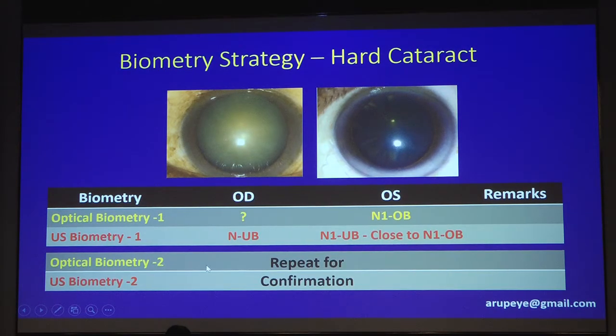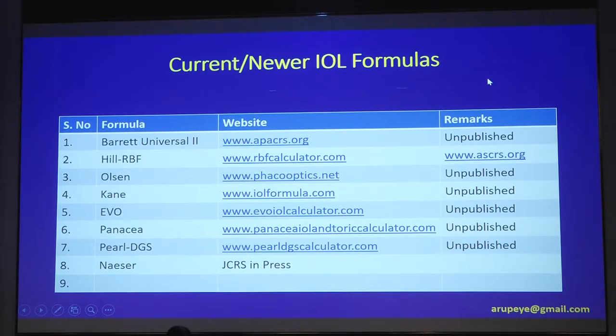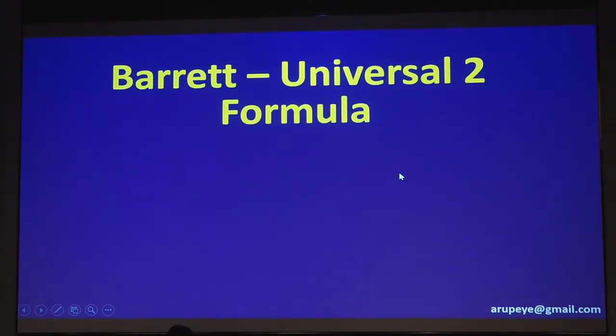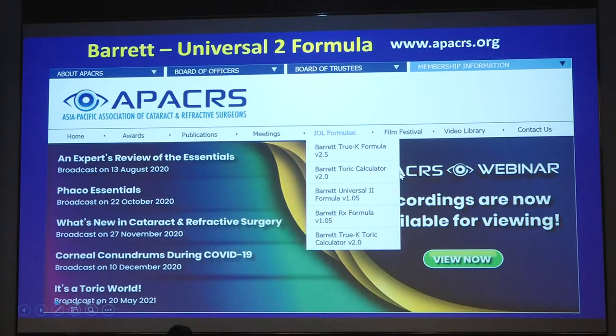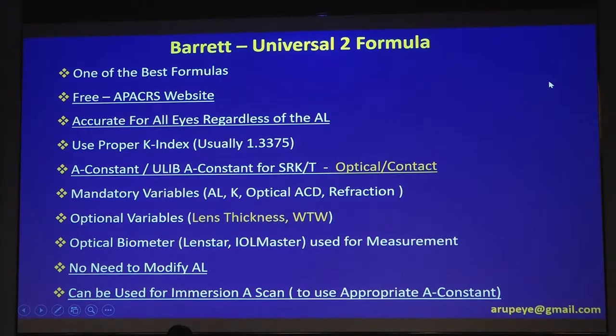And I also repeat it once more for confirmation. We do no longer use the older generation formulas, the newer formulas. Barrett Universal 2 is the go-to formula for me, and it is a suite. All kinds of IOL power requirements will be taken care of by this particular suite. Why I love it? Because it is absolutely free on the APSCRS website.